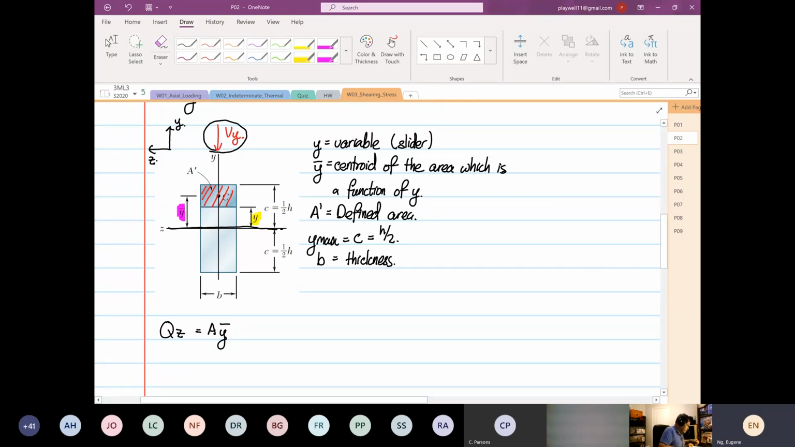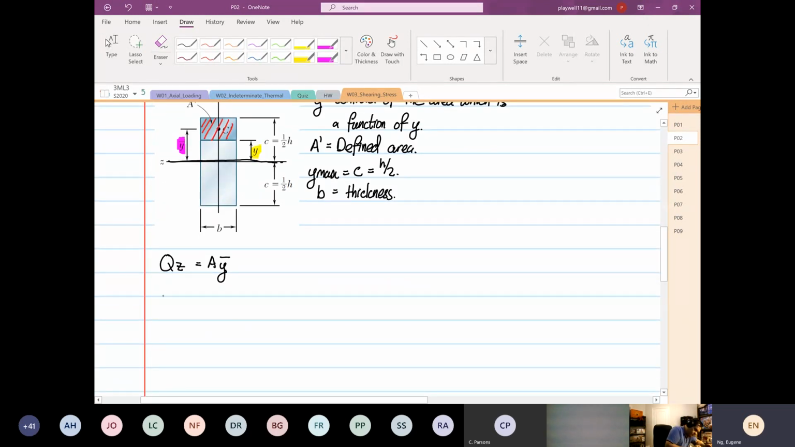So when you write this out, this defines the first moment of area about the zz axis, okay, and then the y bar is the perpendicular distance for the area.